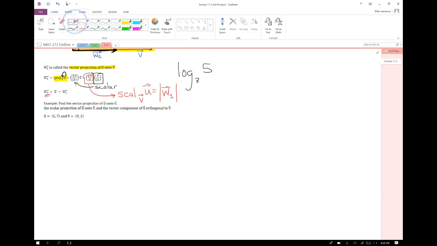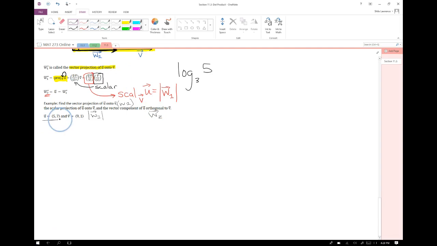So let's try an example. We want to find the vector projection of u onto v. That's w sub 1. We want to find the scalar projection of u onto v. That's the magnitude of w sub 1. And we want to find the vector component of u orthogonal to v. That is w sub 2.